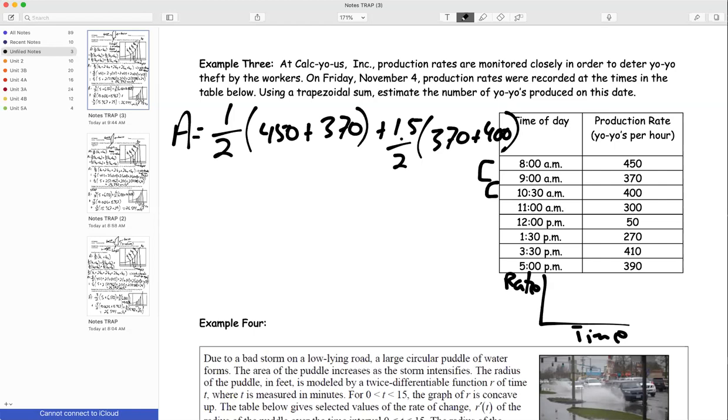So go ahead and finish that out, set it up for me using the time intervals and the production rates.